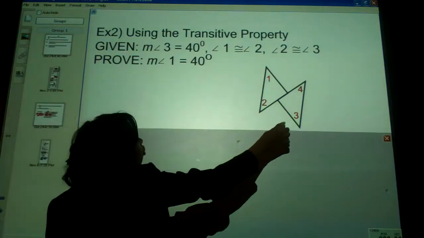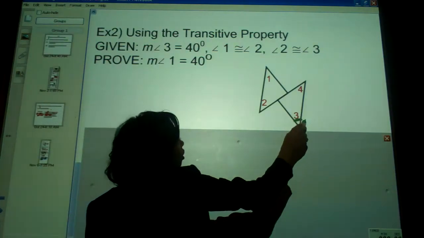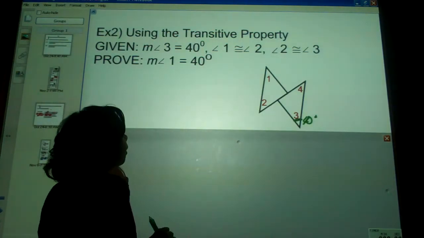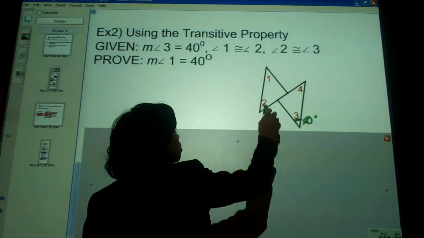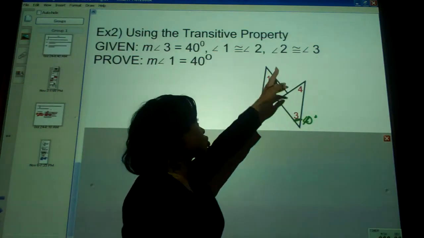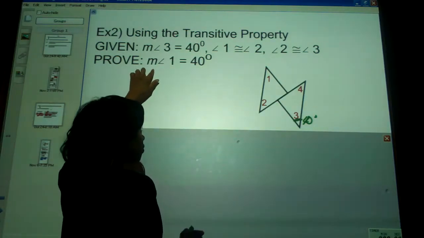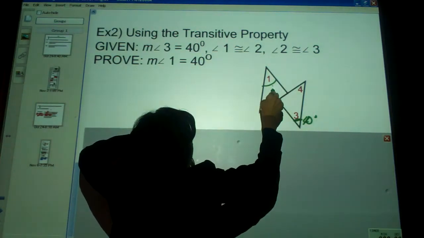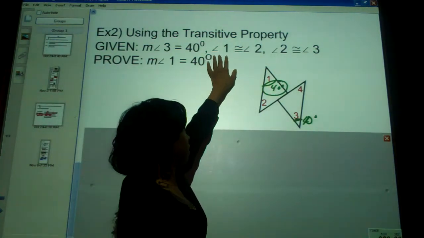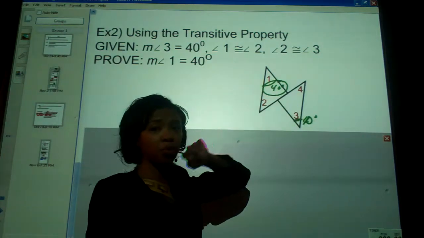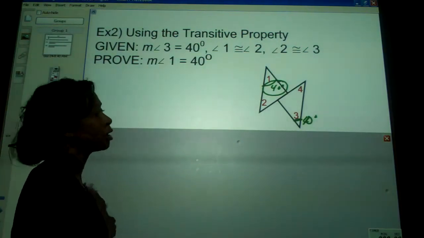Given the measure of angle 3, this angle here, is equal to 40 degrees. Also given, angle 1 is congruent to angle 2, so these 2 angles are congruent. Angle 2 is also congruent to angle 3. And I'm asked to prove that this angle here is also 40 degrees. So that's what I need to prove. Well, it says 1 is congruent to 2, then 2 is congruent to 3. I'm already thinking that sounds like transitive. Okay, transitive property of equality.